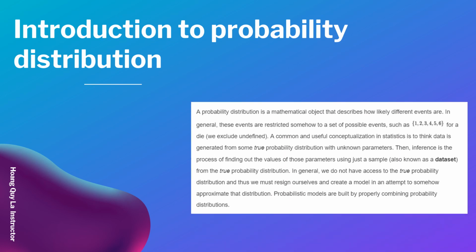A probability distribution is a mathematical object that describes how likely different events are. In general, these events are restricted somehow to a set of possible events such as 1, 2, 3, 4, 5, 6. For that, we exclude undefined.